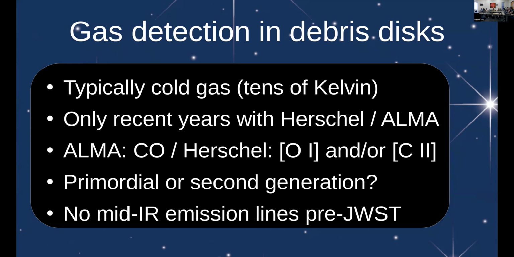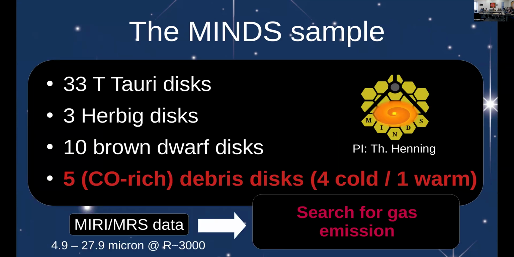So in the MINDS consortium, we not just observed this wide range of masses of protoplanetary disks, but we also included 5 CO-rich debris disks, and 4 of them are more cold and extended disks, and 1 of them is a warm disk. And we observed it with MIRI MRS. So this is a coverage from 5 to 28 micron, roughly, at a resolution of 3000, which is very good. And we took this data to search for gas emission lines.